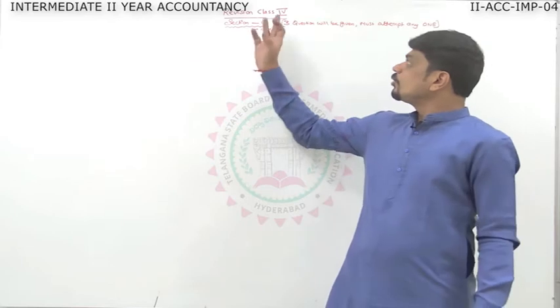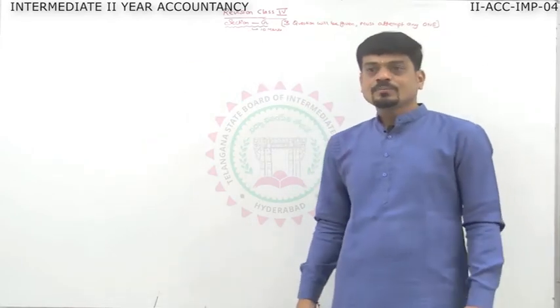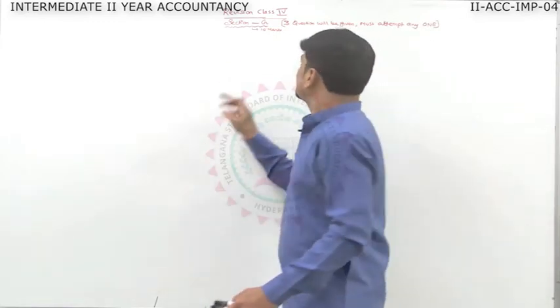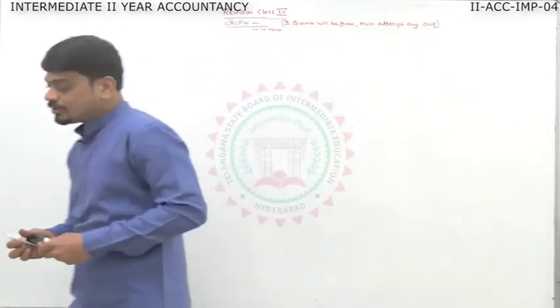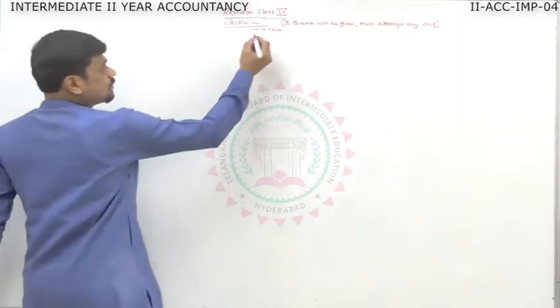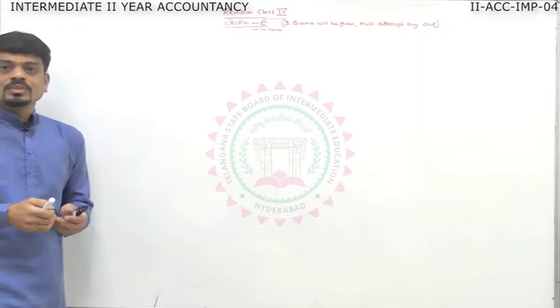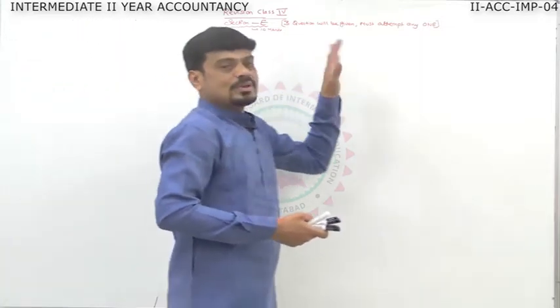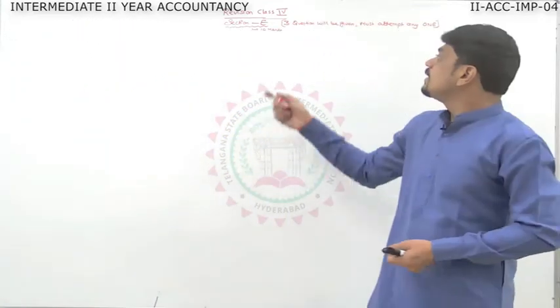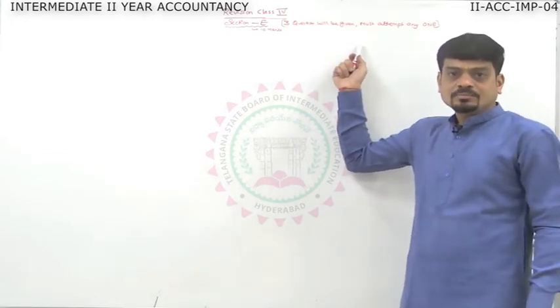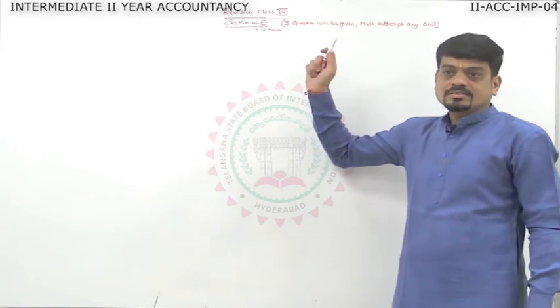We are in the fourth revision class today, and what I am discussing with you all today is your section E. In section E, you will be given three questions. You need to attempt any one, and this is for 10 marks.